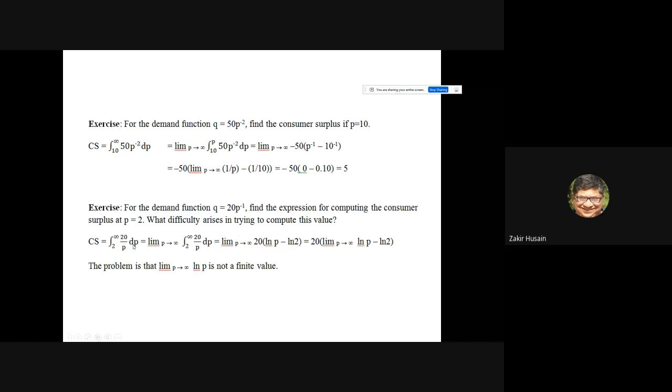This is another case where the demand function is again a constant elasticity. The elasticity is 1. Epsilon is 1. The problem is that once we evaluate this 20 by P, this is log P. So log P minus log 2. The problem is that log P tends to infinity. Log P does not have a finite value.